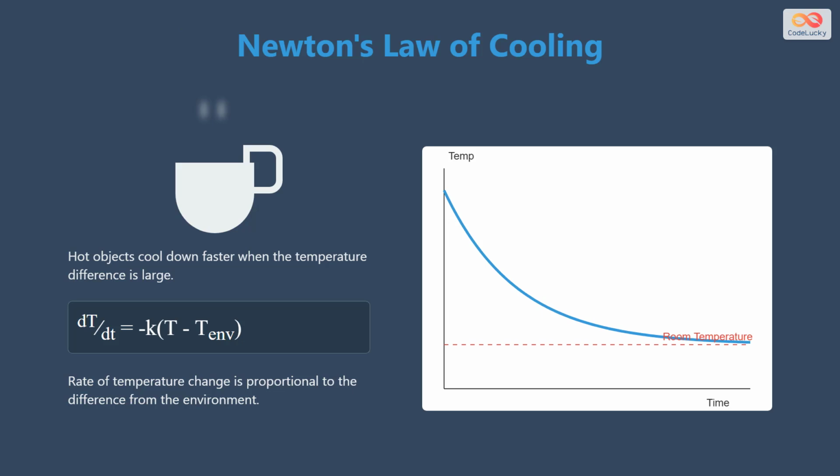In physics, Newton's law of cooling states that a hot object cools down at a rate proportional to the temperature difference with the room. As the object gets cooler, the rate of cooling slows down.